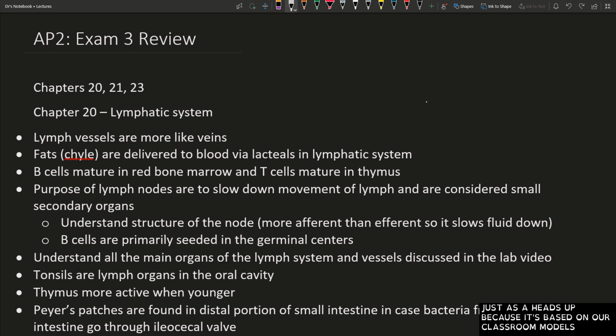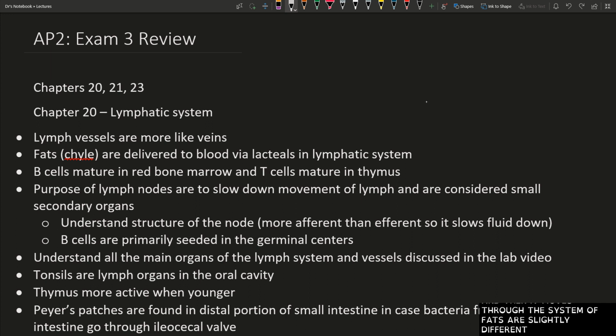All right, so going through the lymphatic system first here. First off, we have our lymph vessels, and know that they are more like veins than arteries because they have the valves and they work by skeletal and smooth muscle pumps moving the fluid through. So remember, they bring that fluid in at the capillaries, and then it moves through the system.